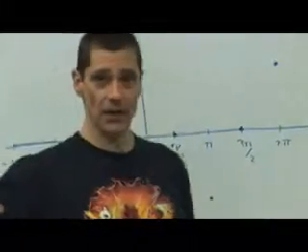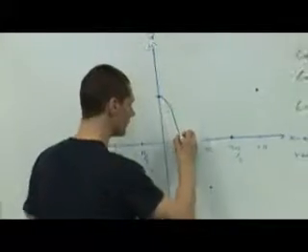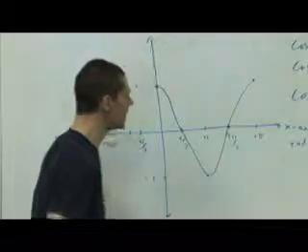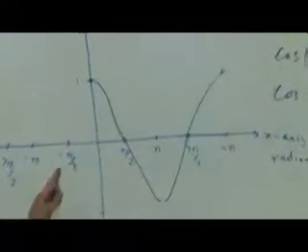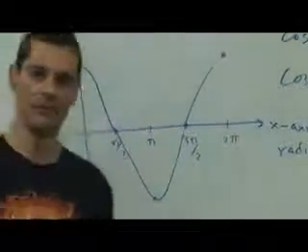Also, another thing about cosine is that it's an even function. And I'll explain that when we come back. We have to take a break here. But the first half of this function looks about like this. An even function, as you'll recall from algebra, means that when you reflect it across the y-axis, it looks the same. We'll be back in a second.